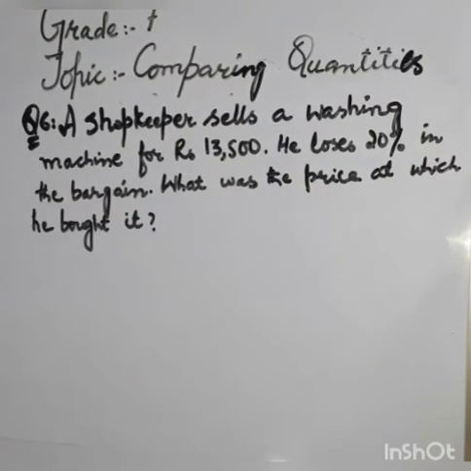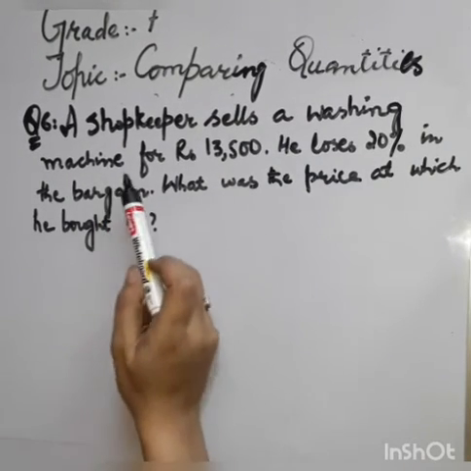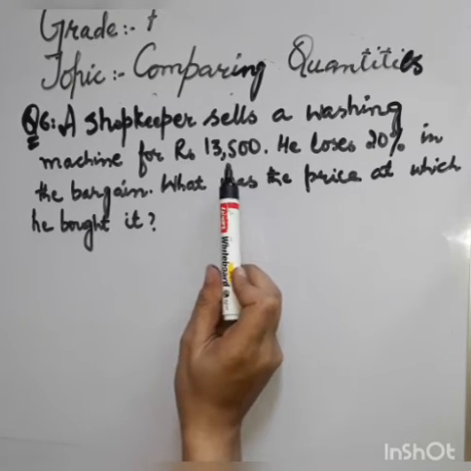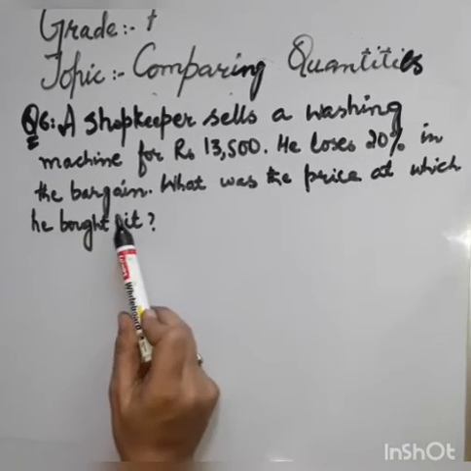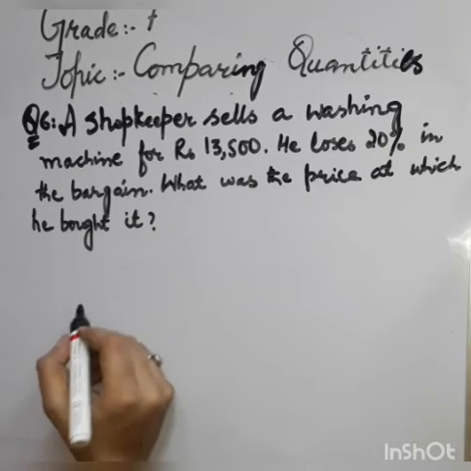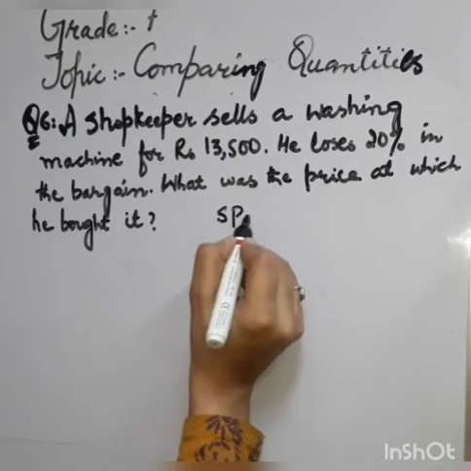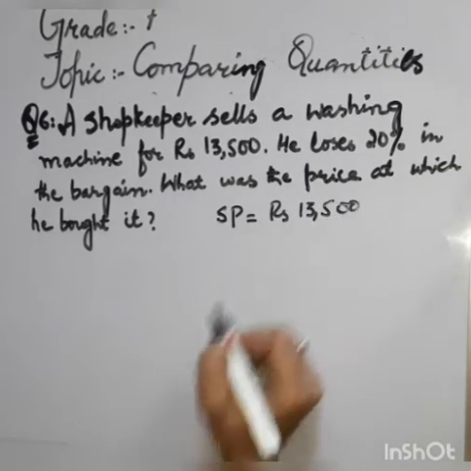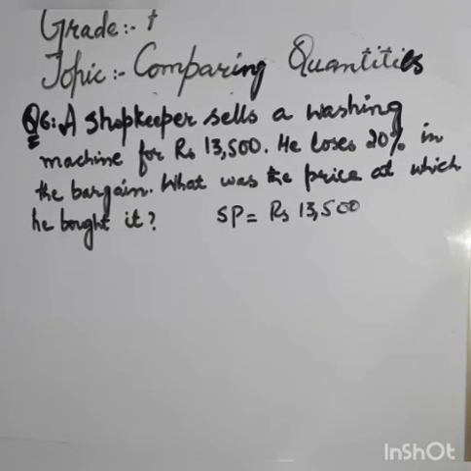Now students, question number 6 is, a shopkeeper sells a washing machine for rupees 13,500. He loses 20% in the bargain. What was the price at which he bought it? तो शॉपकीपर जो है वो एक वॉशिंग मशीन बेच रहा है जिसमें सेलिंग प्राइस जो है वो है ₹13500, that is 13,500, and loss is given as 20%. Now students, we have to find out cost price.